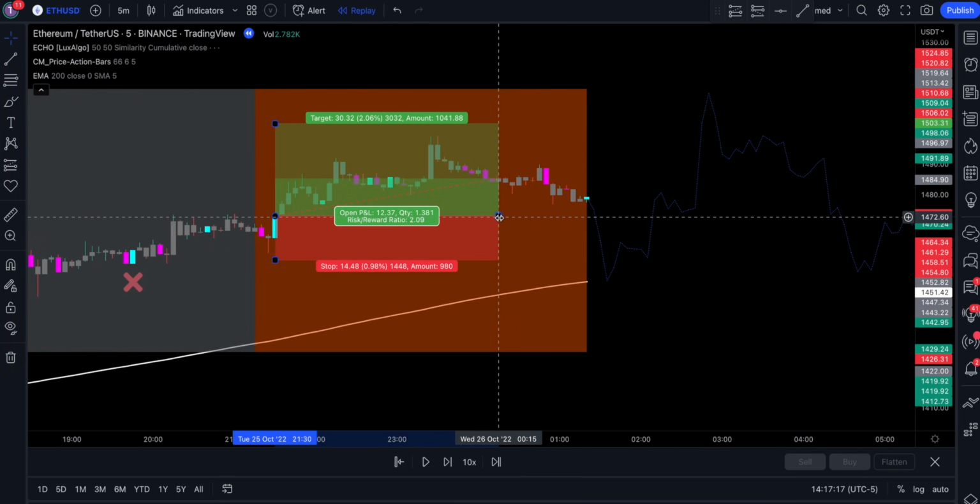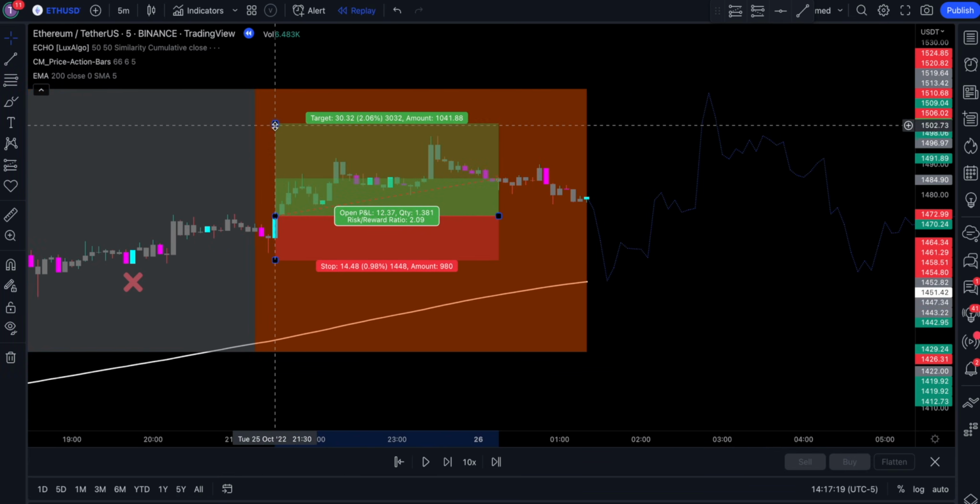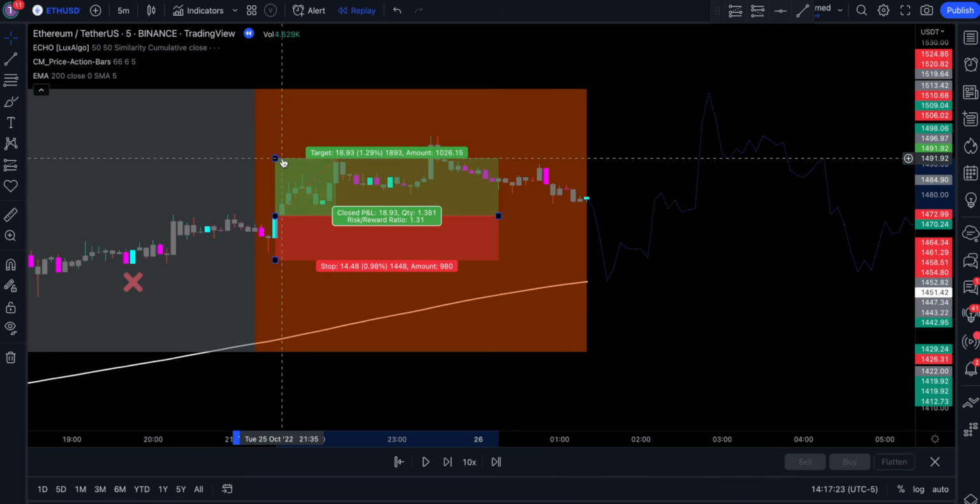By the way, when the price action reaches a 1-to-1 risk reward, your stop loss is going to be moved to the break even.